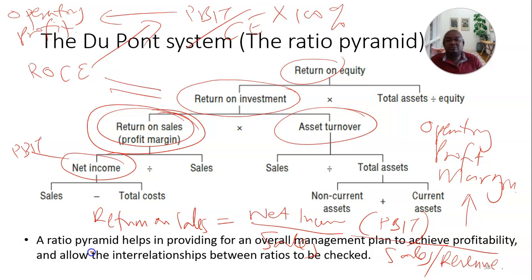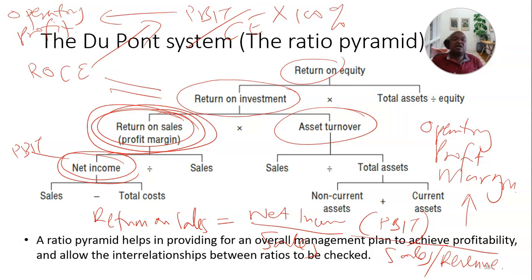But on the DuPont system there, it has been written simply as a return on sales. Okay, but I don't want you to get used to the wording of return on sales. Why? Because sometimes it is misleading. So the appropriate ratio you need to tell the examiner, the appropriate name should be operating profit margin. Okay, operating profit margin.